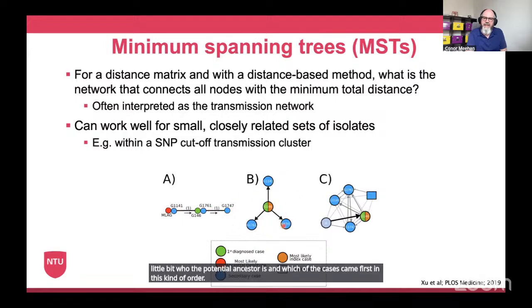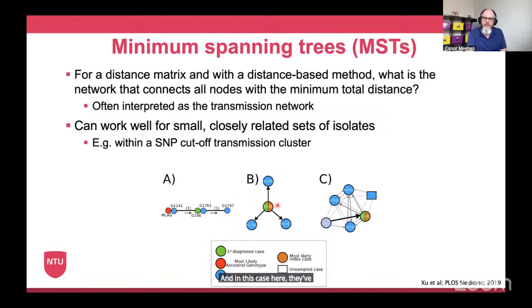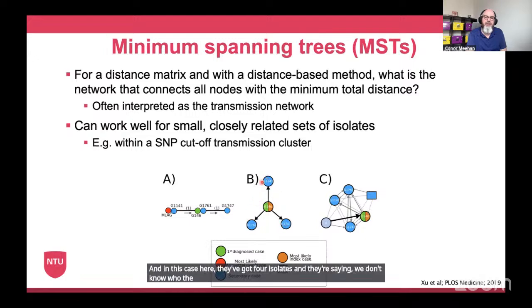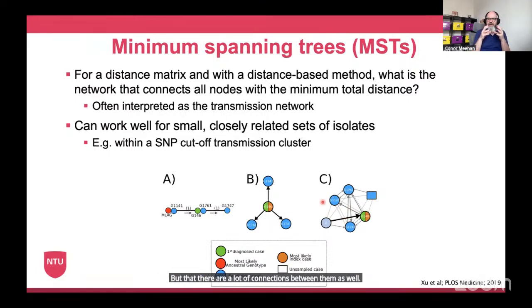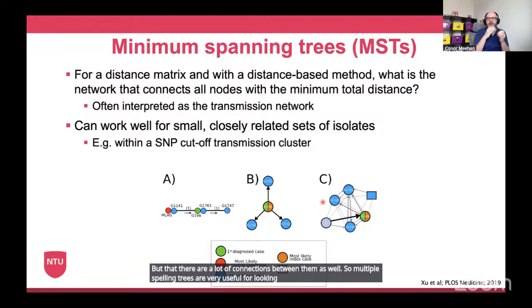And in this case here, they've got four isolates, and they're saying we don't know who the ancestor is, but it's probably none of the ones that we, sorry, actually here they're saying that the first diagnosed case is most likely the start of this transmission cluster as well. And then over here, there's a lot of connections between them. They don't know which ones are the start or the end. They suggest it's potentially this one, but that there are a lot of connections between them as well. So minimum spanning trees are very useful for looking a little bit at the order of infections potentially, not always, but it can help with that.